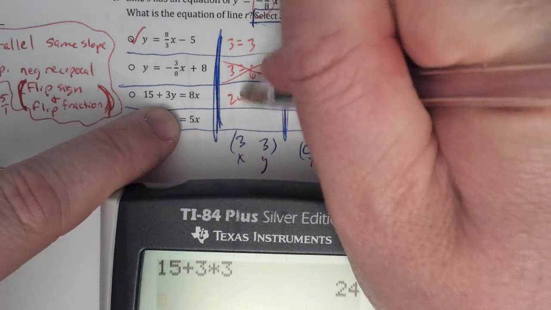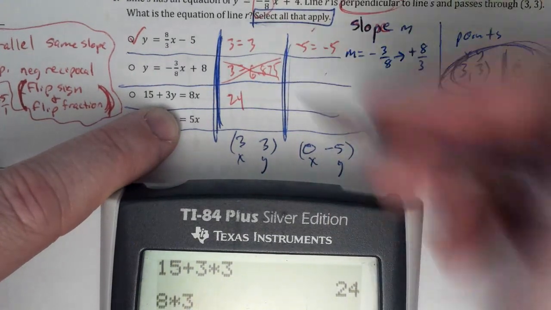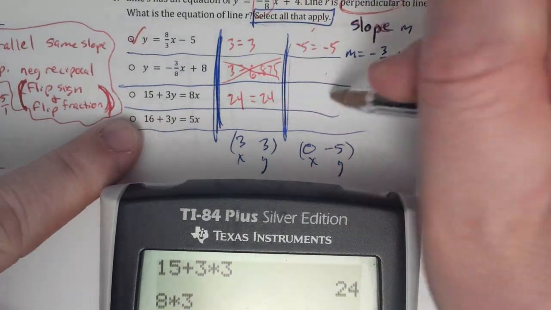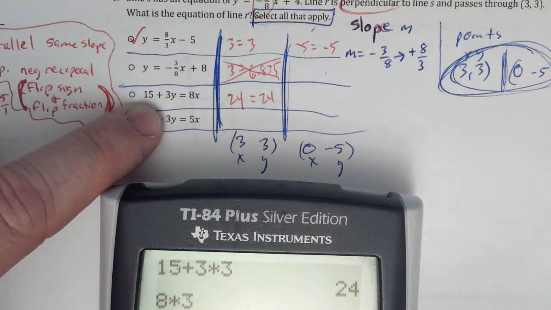I got 24. Does that equal 8 times 3? Yes, it does. All right, so let's make sure the other point works as well. If I plug in 0 for x and negative 5 for y, so 15 times that negative 5.